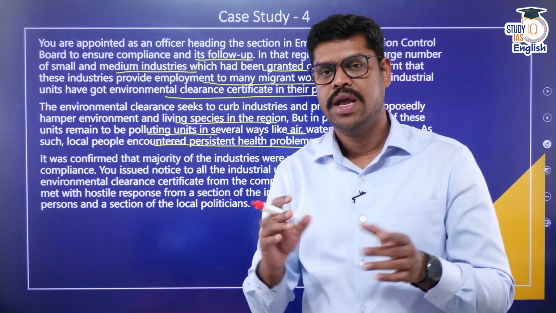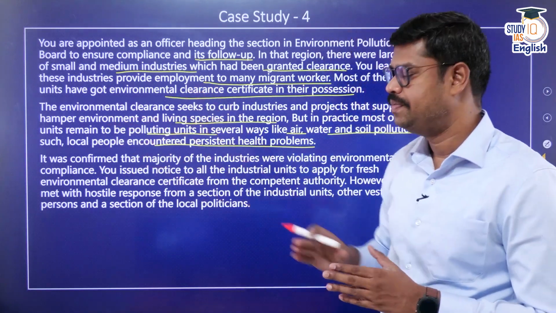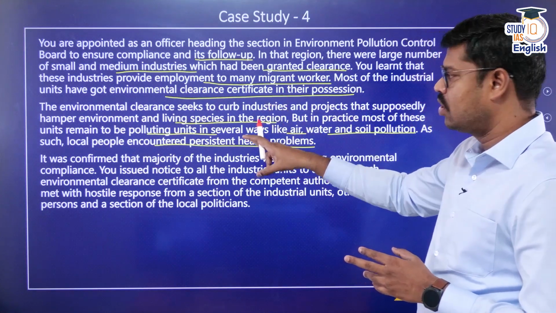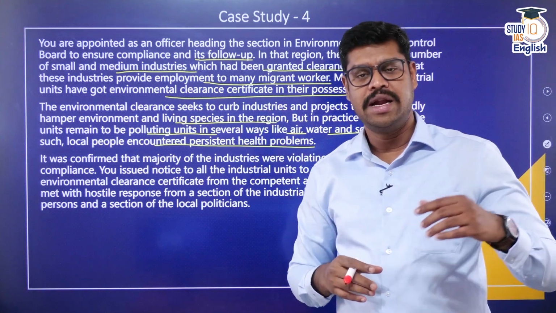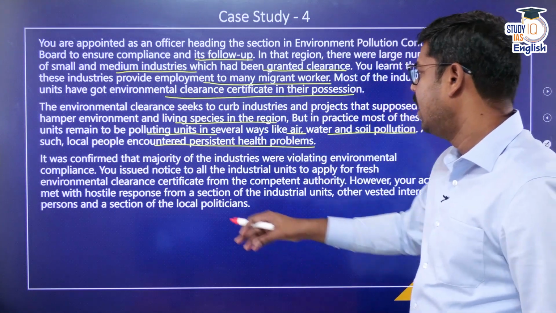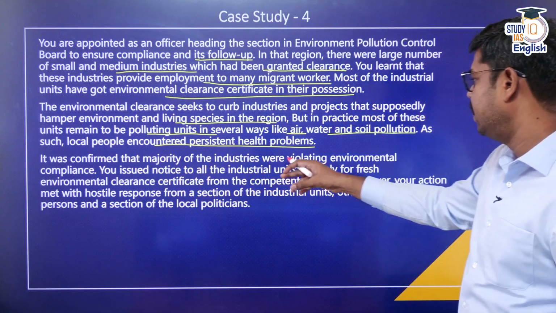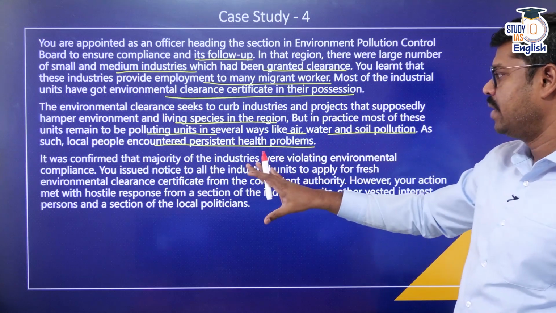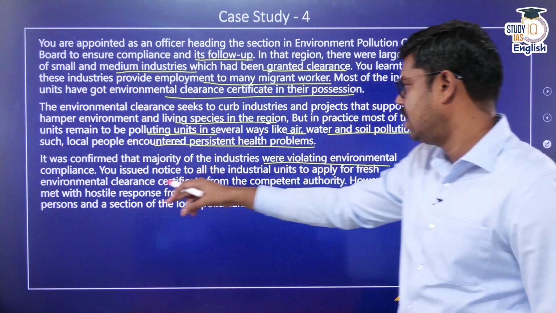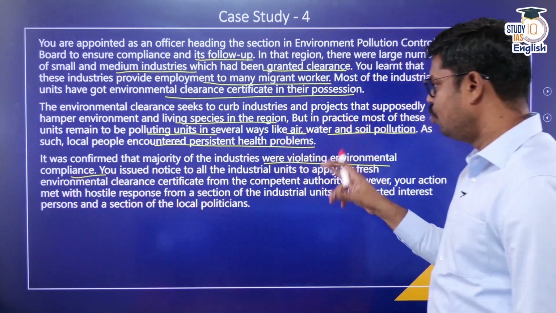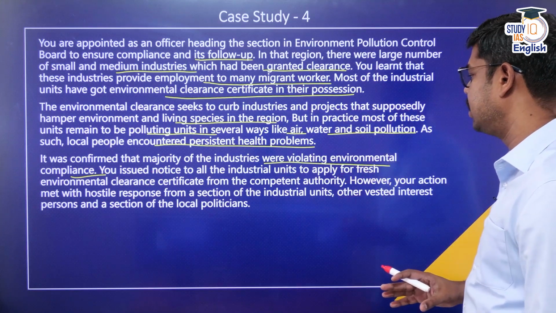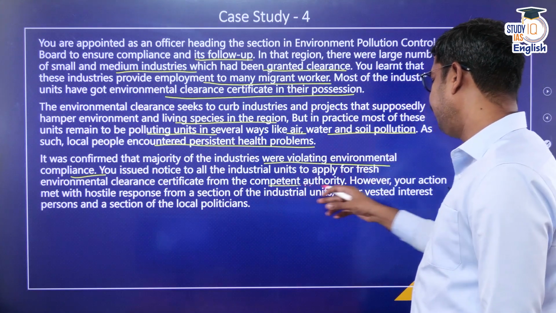So that is very clear, because despite the clearances, a lot of environmental issues are happening. There are also a lot of health issues to the local people, and the local ecosystem is getting affected. So that is again an ethical issue here. It was confirmed that the majority of the industries were violating the environmental compliances. So you have proof that the majority of the industries are violating environmental compliances. You issued notice to all these industrial units to apply for a fresh environmental clearance certificate from the competent authority.